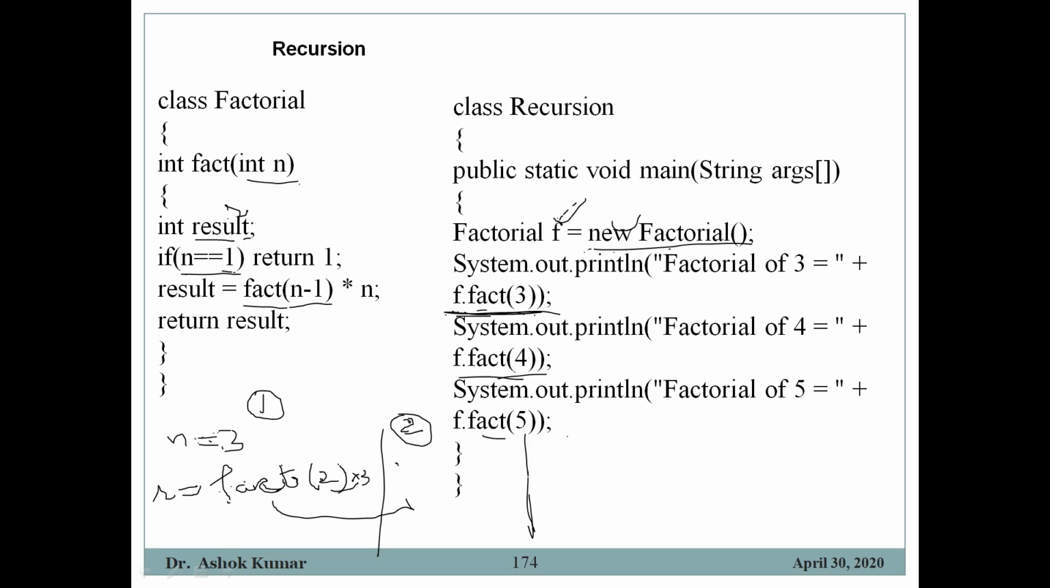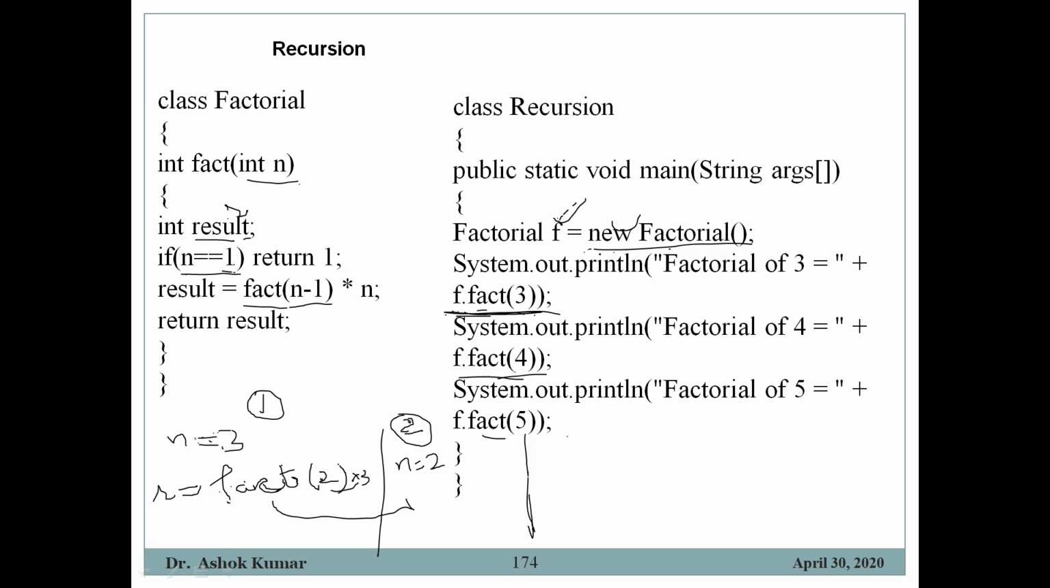In the second copy of this fact function, another variable n will be created. Keep in mind this n is a local variable and it will be accessible within this first copy only, and this n is local to the second copy of the fact function, and this will be accessible within the body of the second function only.